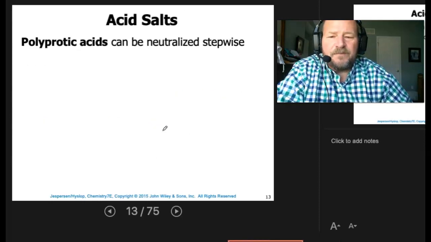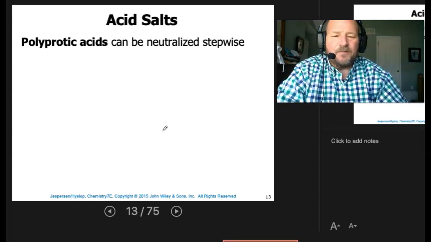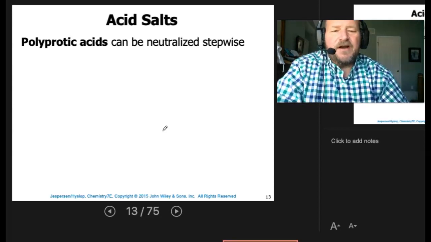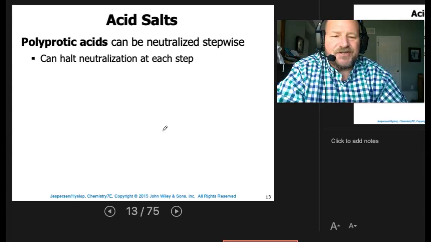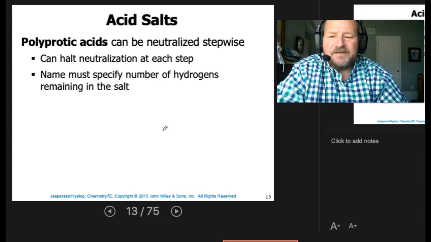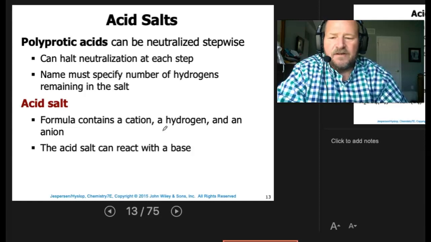All right. Acid salts. Polyprotic acids can be neutralized stepwise. So we saw how they can dissociate stepwise. Now what we want to do is neutralize them stepwise. Now we can halt that neutralization then at each step. So the name must specify the number of hydrogens remaining in the salt. So our acid salts then. Your formula contains a cation, a hydrogen, and an anion. So the acid salt can react with a base.